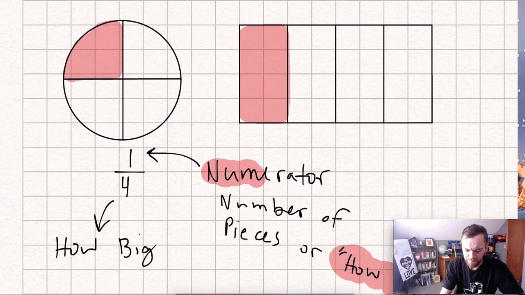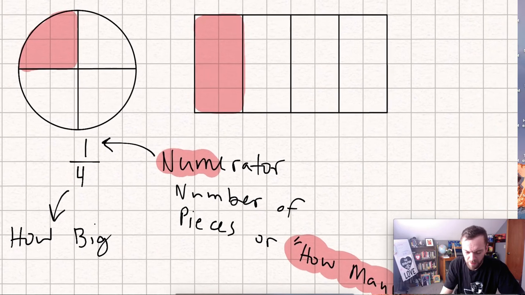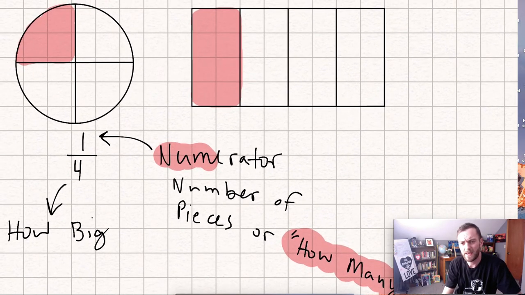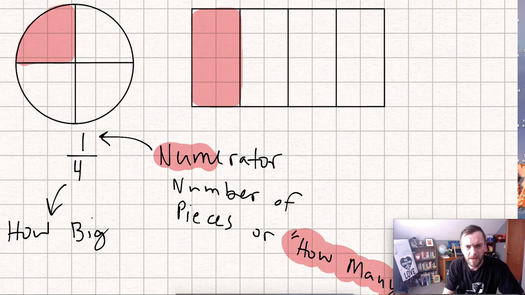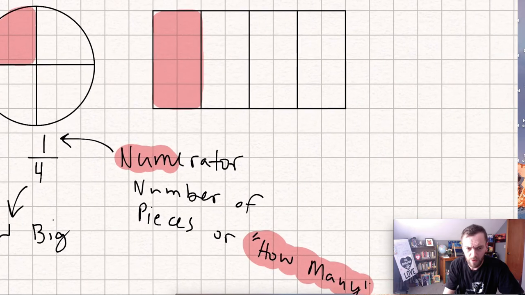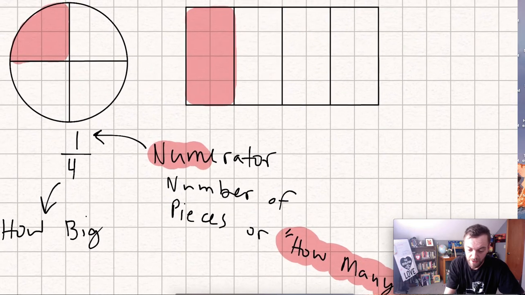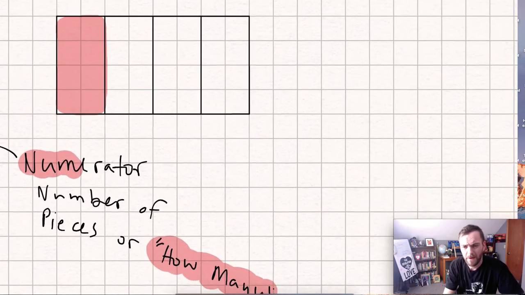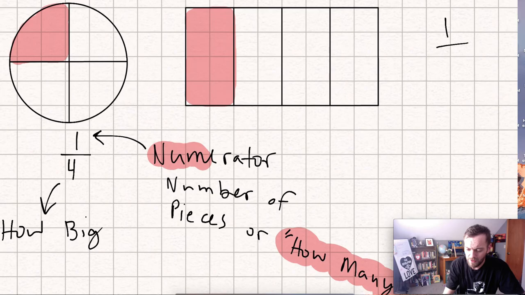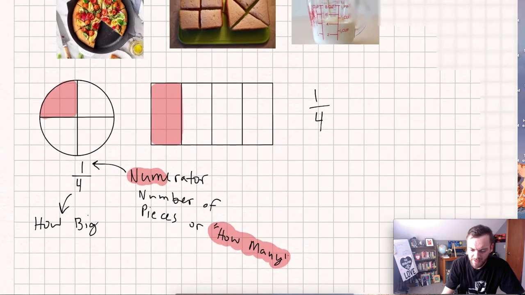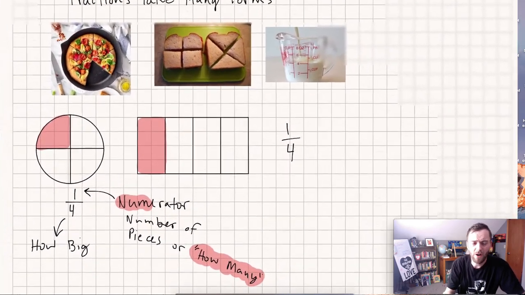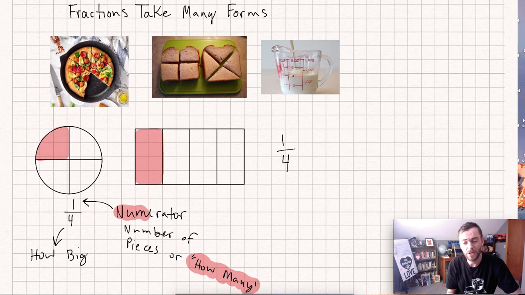So it doesn't matter what shape our fraction is. Different shapes can have the same fraction. So here we have a rectangle, and the rectangle also has, well, how many pieces are shaded in? 1 piece is shaded in. How many pieces would it take to make a whole? 4 pieces to make a whole. So that's just this idea that fractions can take many forms. Not all fractions have to be the same shape.